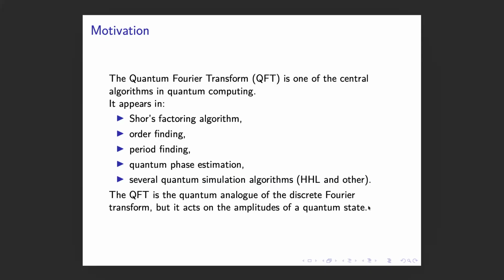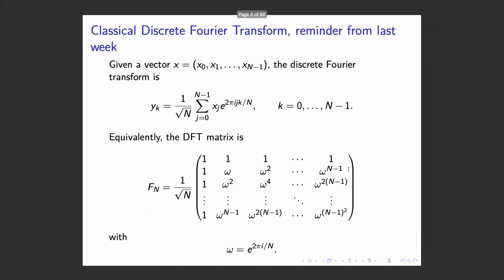So let's quickly remind ourselves what we had last time. What we discussed last time was the link between the discrete Fourier transform, which is something you can write as a matrix. This Fn is called the discrete Fourier transform matrix. This is the discrete variant of the continuous Fourier transform.